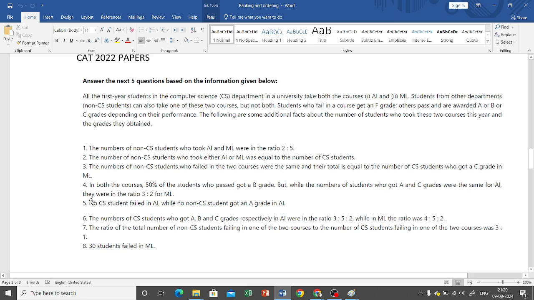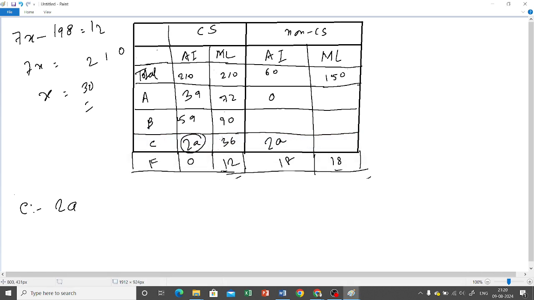They were in the ratio 3:2 for ML. So that means for ML, what is the ratio? This is 36.